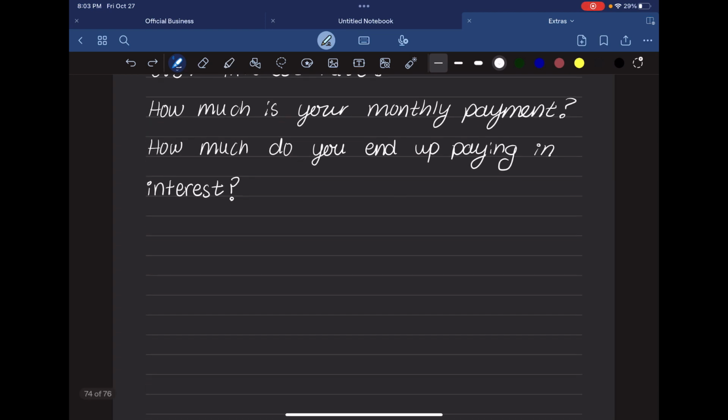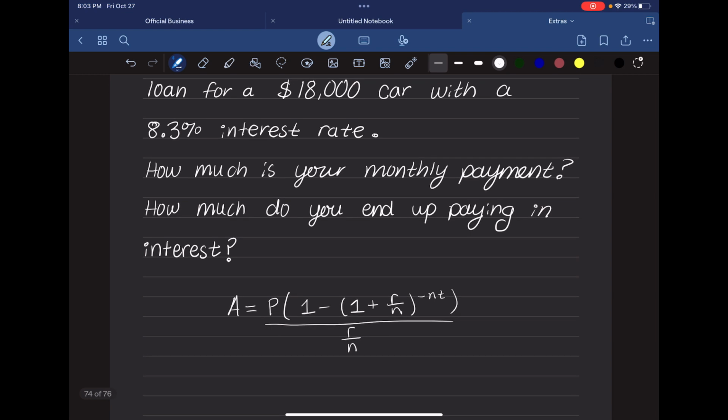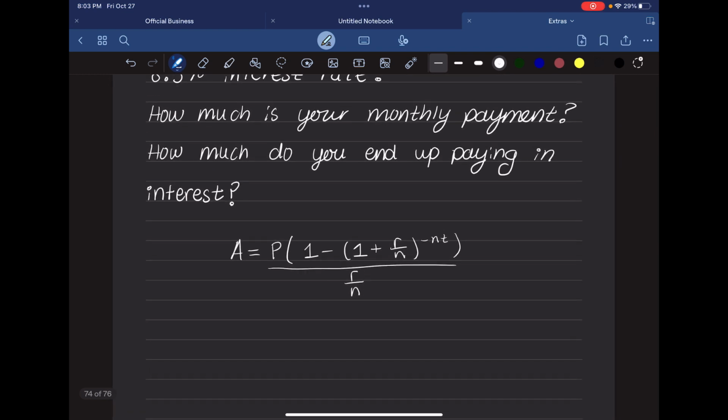So we have that A is equal to P times 1 minus 1 plus R over N, to the negative NT, and this is divided by R over N. So we don't know what our monthly payment is. That's going to be this variable P right here. This is how much we're paying each period, or in this case, each month.